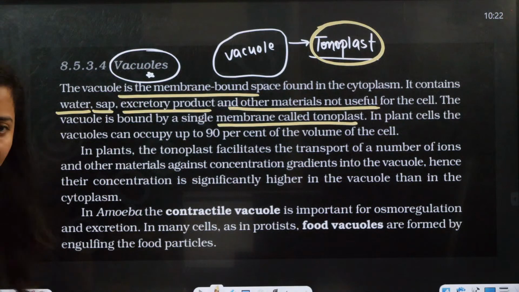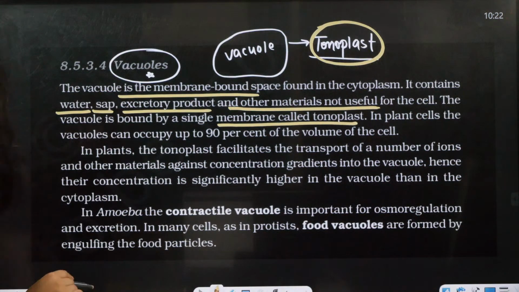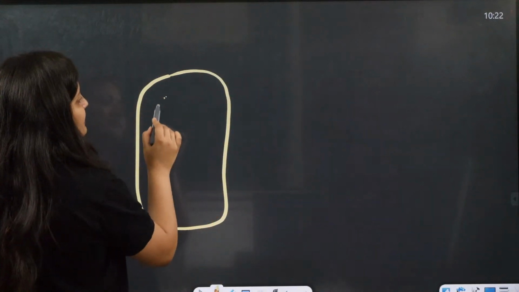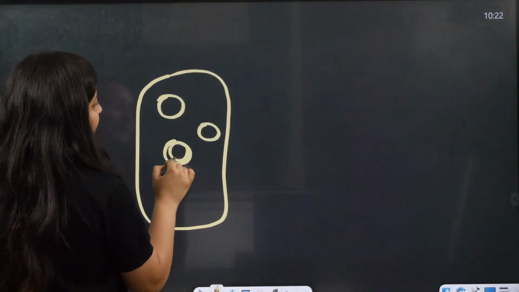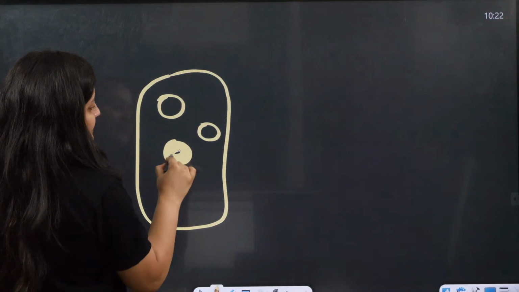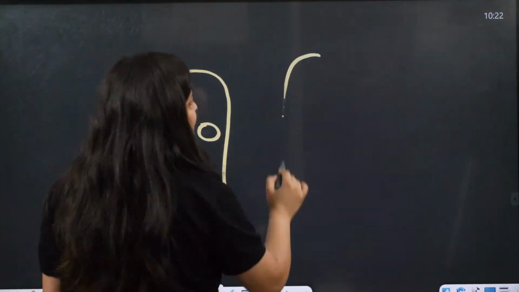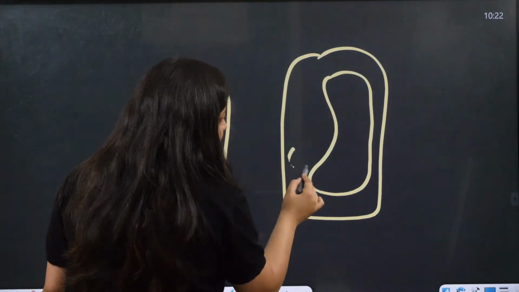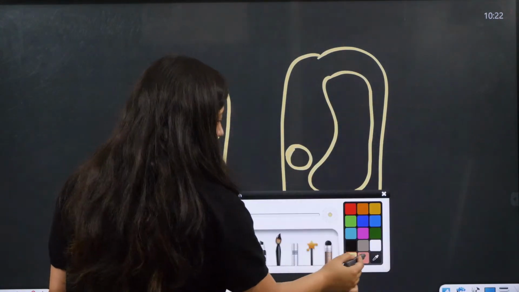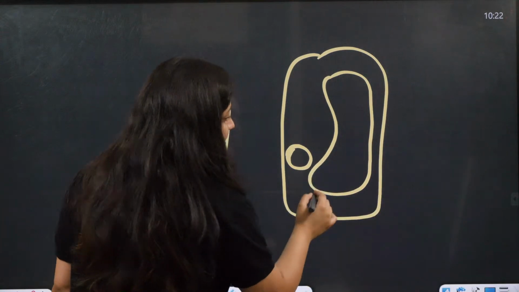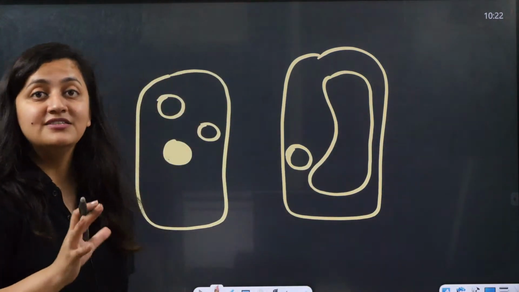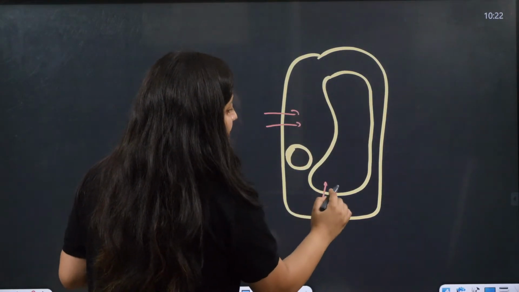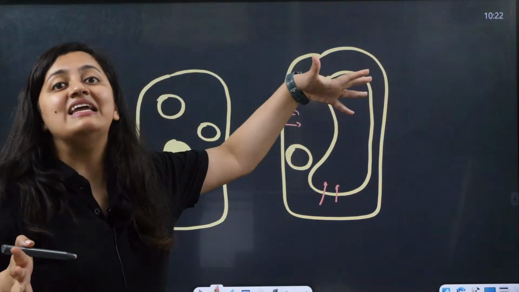Done, bache? Tonoplast. Okay, so bache, when we compare the plant cell and the animal cell, in the case of animal cell, the vacuoles are comparatively smaller in size. But in the plant cell, the vacuole is very large, and because of that, the nucleus is pushed to one side. This vacuole in the plant cell is very important, because when water comes inside, it even goes into the vacuole, so it will help in elongation.